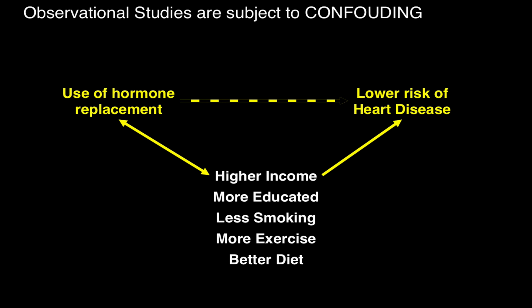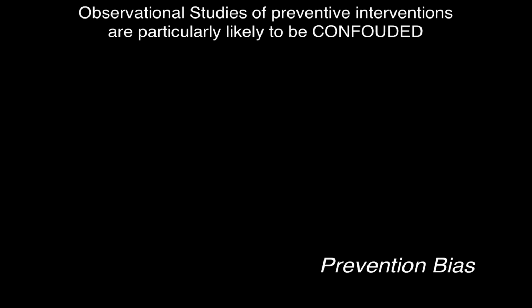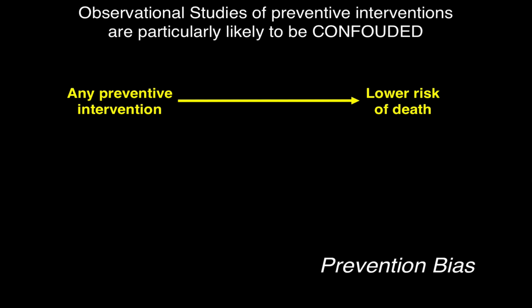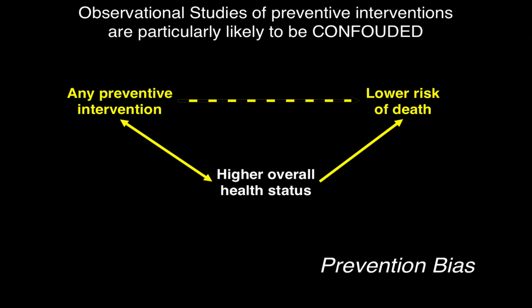And this is a generic problem for preventive interventions. Observational studies of preventive interventions are particularly likely to be confounded. It's called prevention bias. Any preventive intervention will often appear to be associated with a lower risk of death. But the question is, what is associated with people who take preventive interventions that may in fact lead to lower risk of death? Well, it's their higher health status overall.